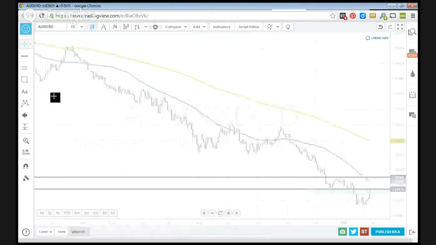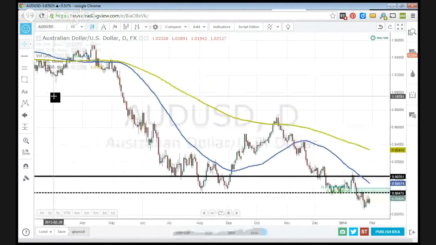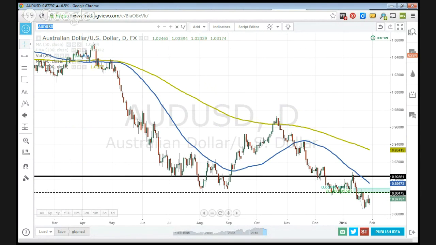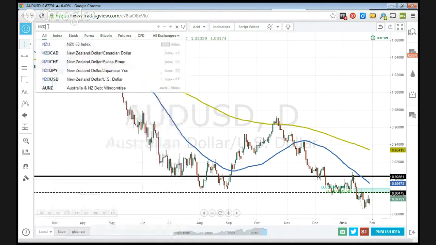Aussie US dollar. Okay. Nothing really here. Still need to pull back to 88.47 at least, a bare minimum, which is about 70 pips away from where we currently are. And that does it for the Australian dollar. Let's go to the New Zealand dollar. New Zealand Canada.